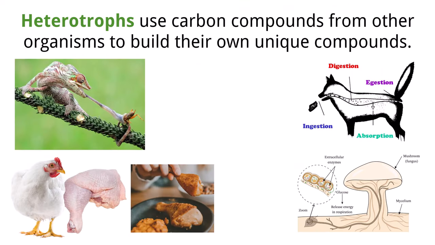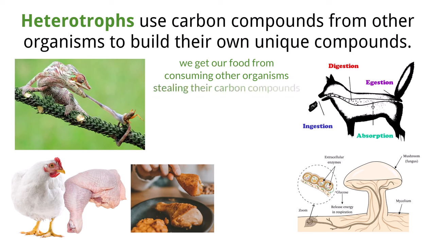So we know that autotrophs can make their own food, but what about the rest of us? After all, we as humans can't just stand out in the sun and use that energy to make food, which, don't get me wrong, would be very cool. Instead of making our food, we have to get it from consuming other organisms that already have it. And by it here, I'm referring to carbon compounds like sugars, fats, proteins, and nucleic acids. Organisms that obtain their food this way are called heterotrophs. Heterotrophs have to consume other organisms and steal their compounds to break them down for energy.